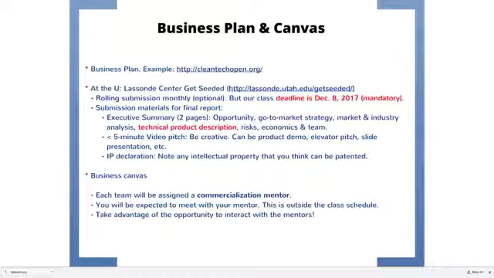Then we'll talk about the business canvas in class, so you don't need to do it now. Each team will be assigned a commercialization mentor. You'll be expected to meet with your mentor. This is outside the class schedule, so we have to schedule a meeting with the mentor separately. I expect two 1-hour meetings. And I'll show you on the schedule where it is. So really take advantage of the opportunity to interact with the mentors.